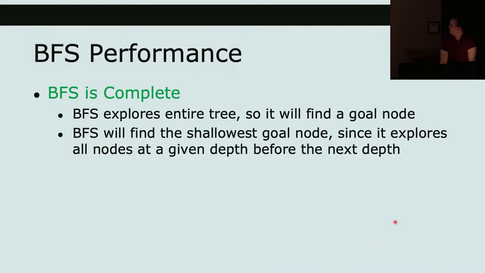All right, BFS performance. Breadth first search, good news, it's complete. That's good. So BFS is going to eventually explore the entire tree. So if a node contains a goal state, and whenever I say goal node, that's what I mean, the state of the node is the goal state, it will find it eventually. BFS will find the shallowest goal node in terms of depth. Since it explores all nodes at a given depth before it goes to the next depth, it's going to find the goal that has taken the fewest actions to get to.